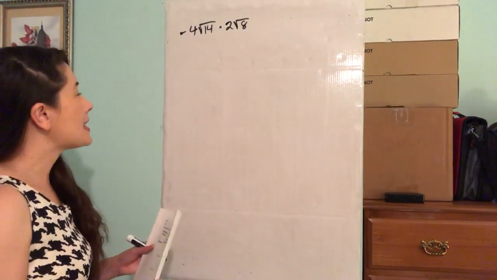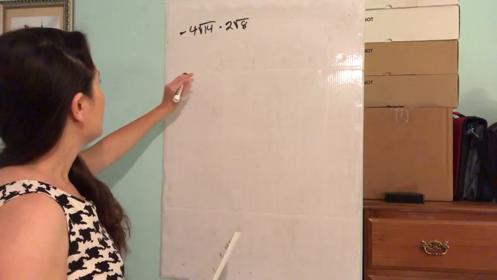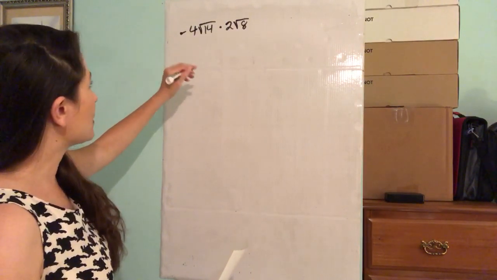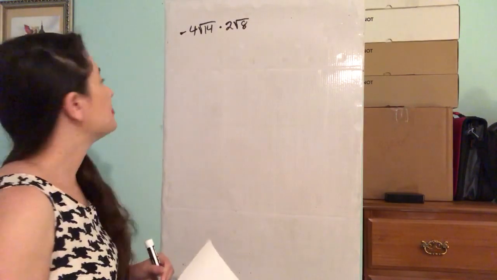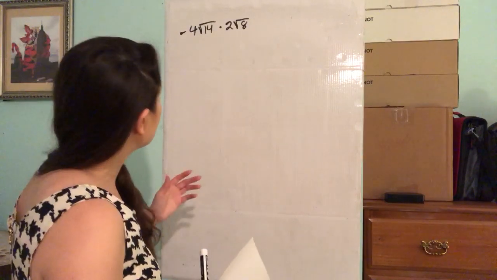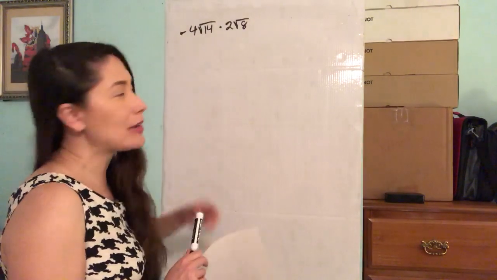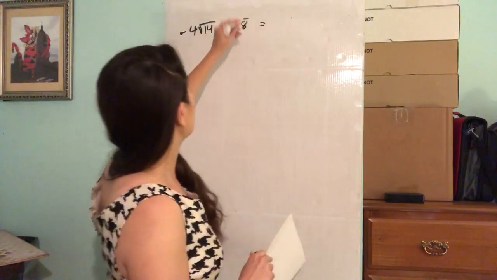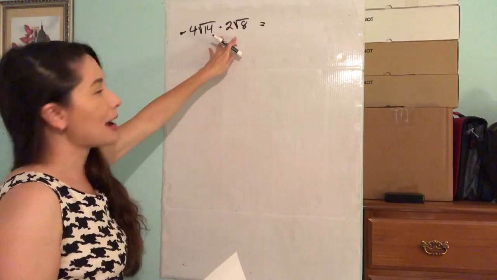Okay, so this problem is asking us to multiply these numbers, right? So we got -4 times the square root of 14 times 2 times the square root of 8. What we can do is combine the terms, right? We can combine the two coefficients, and we can combine the two radicals, right?